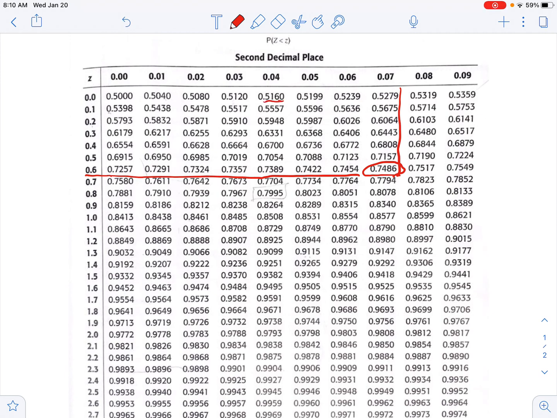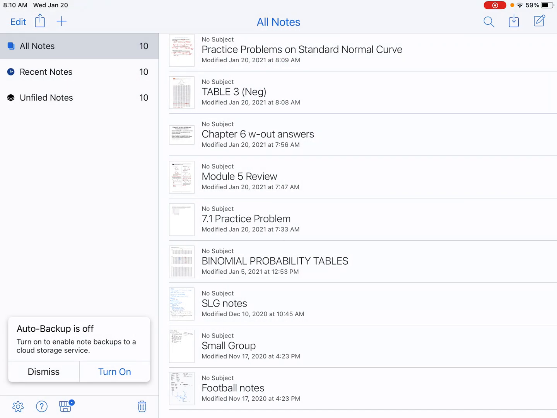Again, this is like 51%, 55. So I want to get as close to 60% as I can. And if you look at it, it's right here. That's as close as I get to 60%. So that's 0.25. A z-score of 0.25 is the cutoff to find the top 40%. So now I'm going to go plug that in, and then we go ahead and do our problem from there.